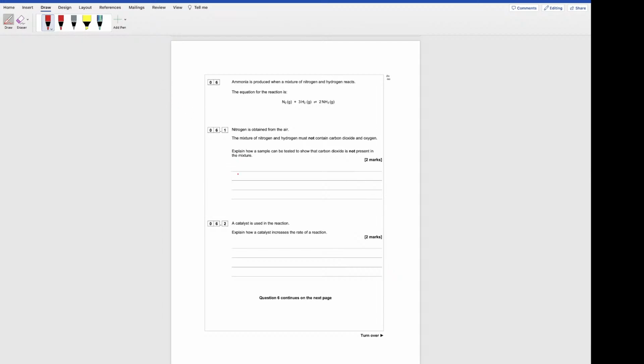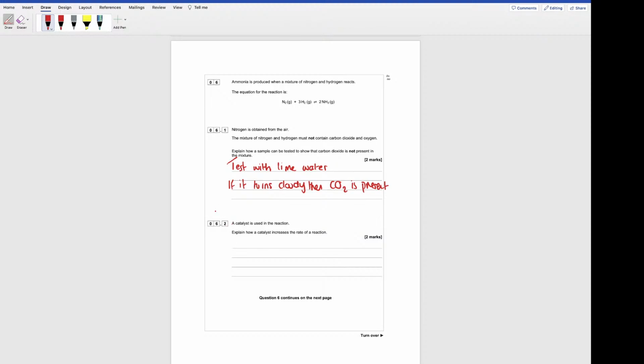So if you tested this with lime water, if the lime water turns cloudy, you know you've got carbon dioxide. If it stays clear, then you know you're good. So really that's a long-winded way of asking what's the test for carbon dioxide basically. Then 6.2 says a catalyst is used in the reaction. Explain how a catalyst increases the rate.